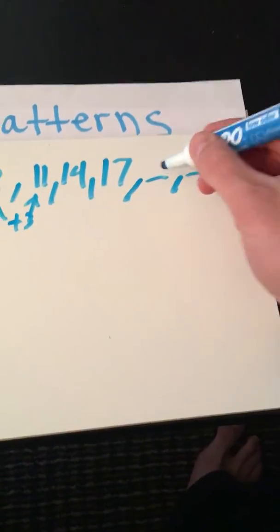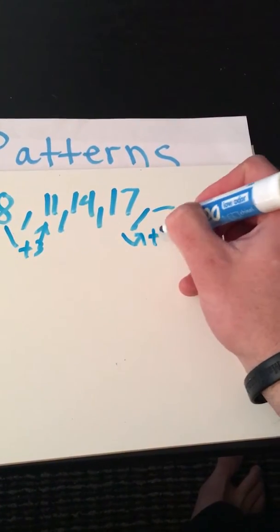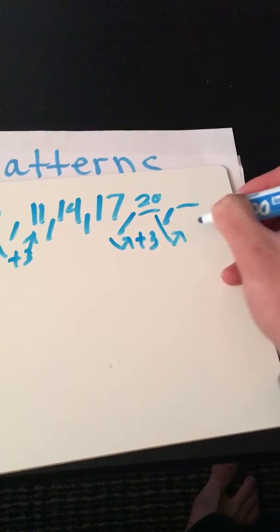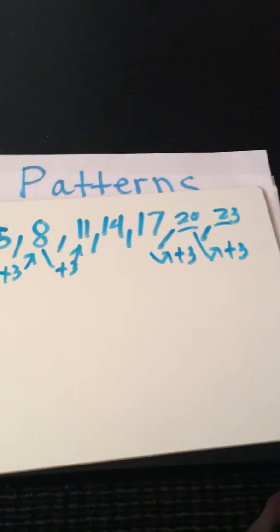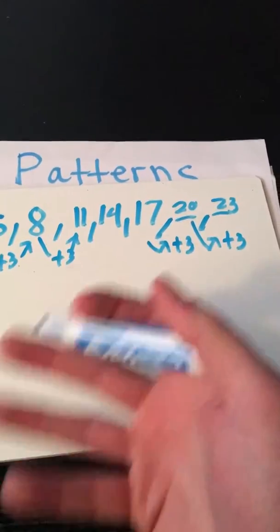So therefore, 17 plus 3 is going to be 20. And 20 plus 3 is going to be 23. So that way, we understand how to figure out that pattern.